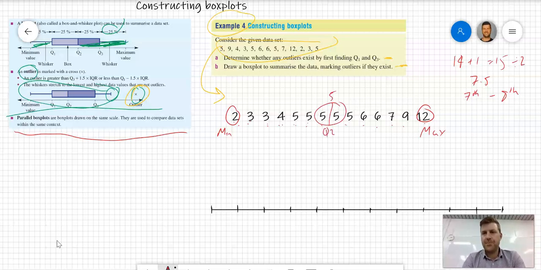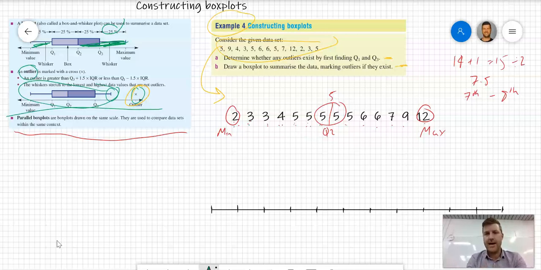is 5. Now, looking at the bottom half of the data here, I'm only looking at the bottom half of the data. I've got to find the middle value there to work out my Q1. So, bottom half, 1, 2, 3, 4, 5, 6, 7.